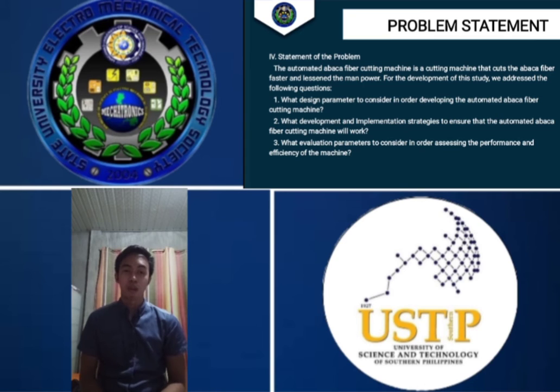The third question is, what evaluation parameters to consider in order to assess the performance and efficiency of the machine? Meaning, what criteria or standards should be used in evaluating the machine's performance. So that's all the 3 questions.